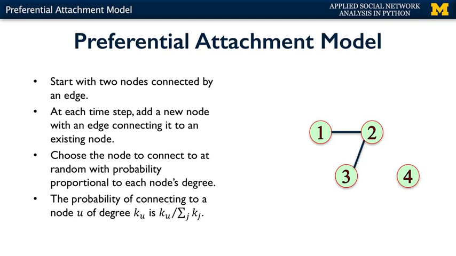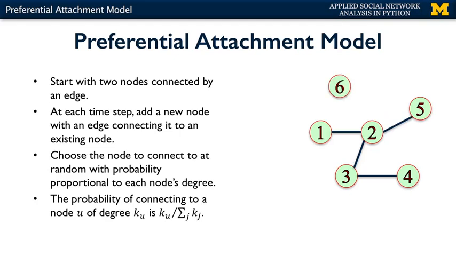Now node 4 comes in, but node 2 has degree 2, and nodes 1 and 3 have degree 1. So the probability of attaching to node 2 is 0.5, and the probability of attaching to nodes 1 or 3 is 0.25. Node 4 attaches to node 3, which, even though it had a lower probability, could happen. Now node 5 comes in, and we have to recompute all the probabilities. Nodes 2 and 3 both have degree 2, and nodes 1 and 4 have degree 1, so nodes 2 and 3 have a higher probability of attaching: 0.33 for nodes 2 and 3, and 0.17 for nodes 1 and 4. Let's say 5 attaches to node 2.